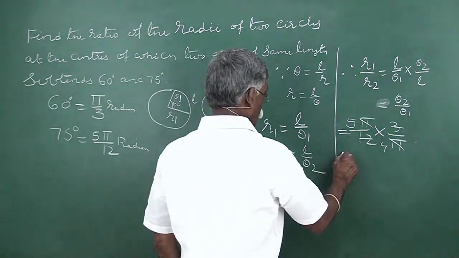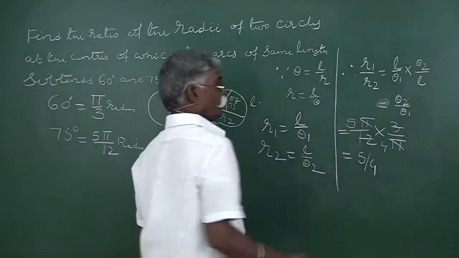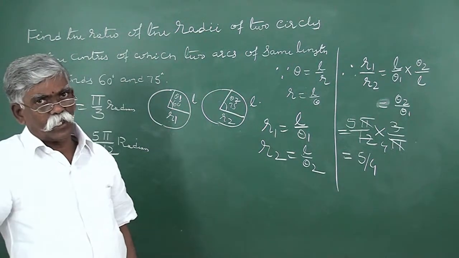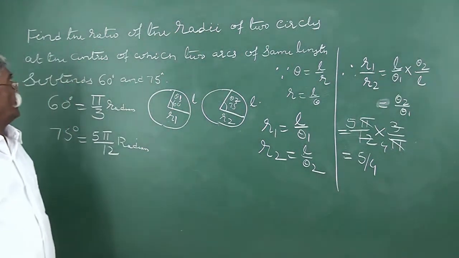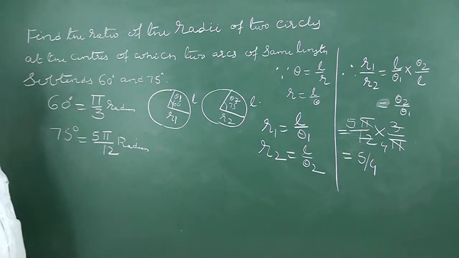So the answer is 5 by 4. So R1 by R2 is 5 by 4, therefore R1 is to R2 is 5 is to 4. Find the ratio of the radii of two circles at the centers of which two arcs of same length subtend 60 degrees and 75 degrees.